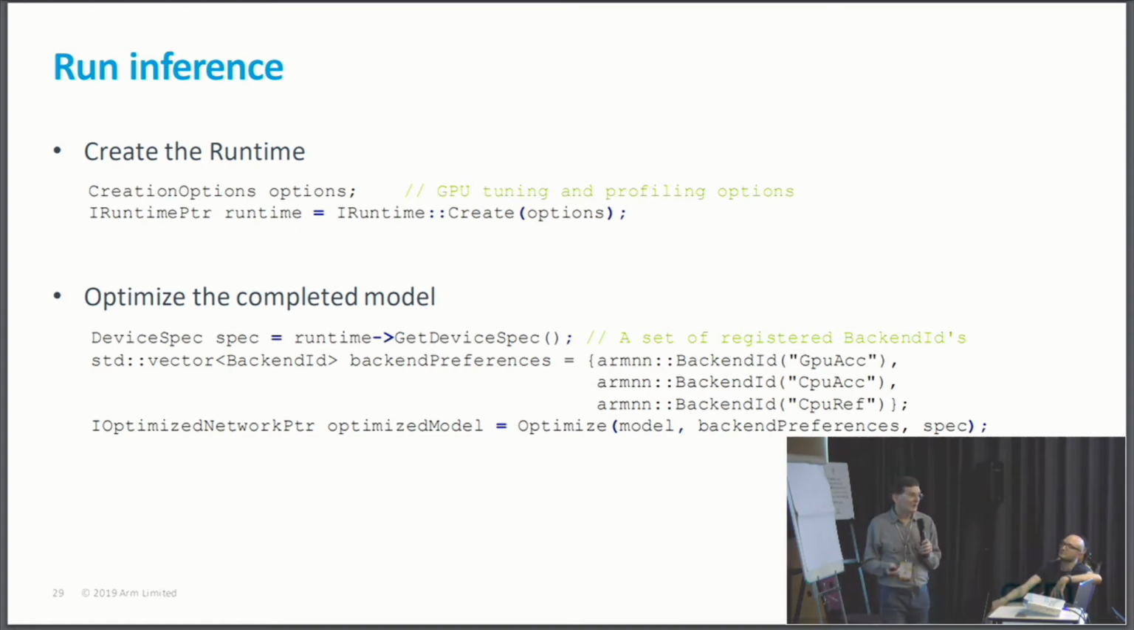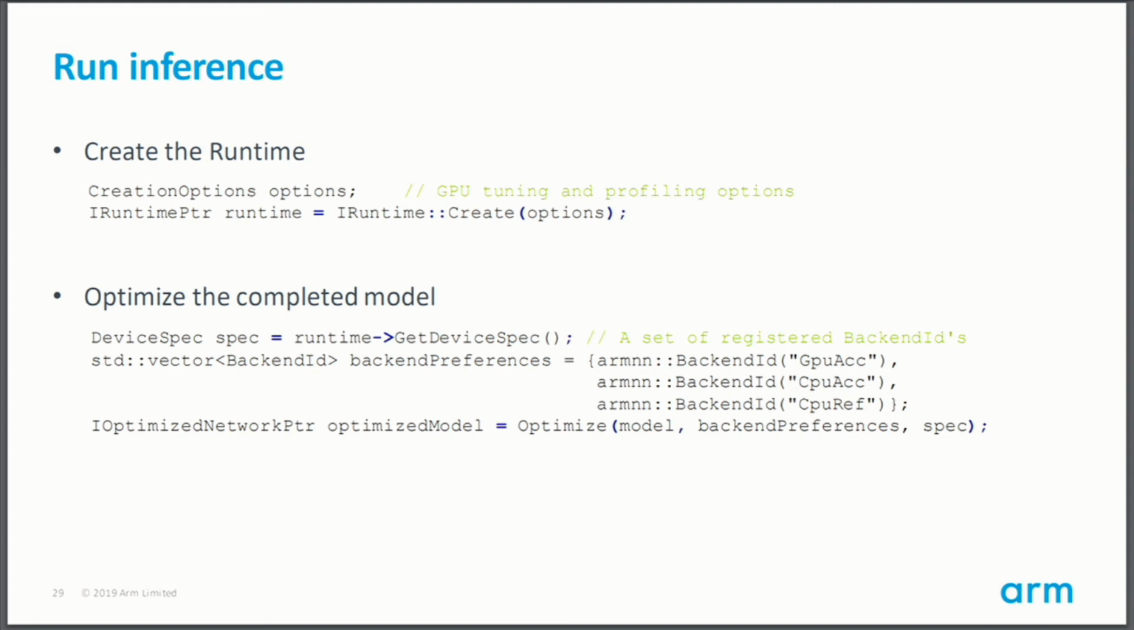The next thing we do is to optimize the model. So we call the optimize function with the model that we've just created, the backend preferences, and the device spec. The device spec is actually provided by the runtime object using this interface method here, and all it is is a set of registered backend IDs.